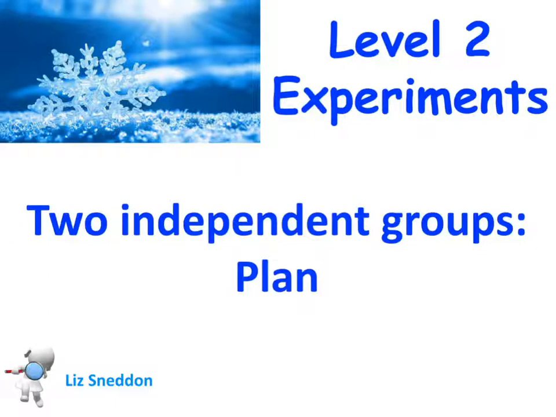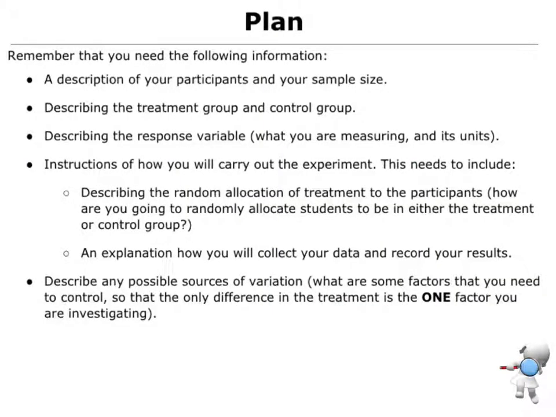Let's look at writing a plan for our 2 independent groups experiment. So these are the things that I need to include in my plan. I need a description of who my participants are, and I need to know how many I'm intending to sample. And remember, that's your intent. It doesn't have to be the exact number you actually get, but it's what you would want to do in your plan. I need to describe my treatment group and my control group.